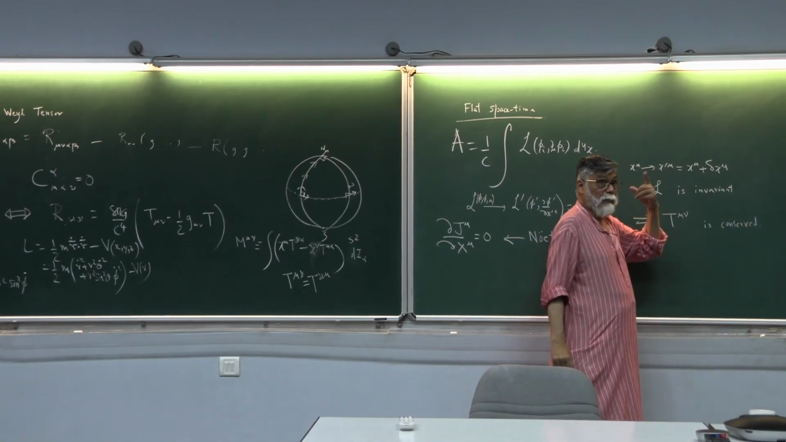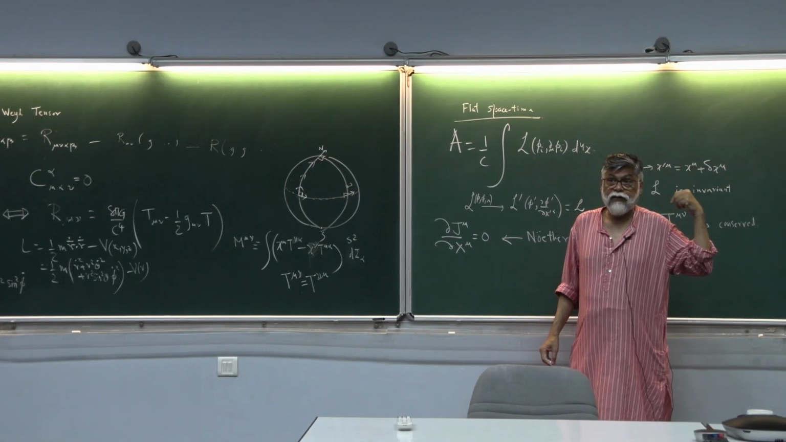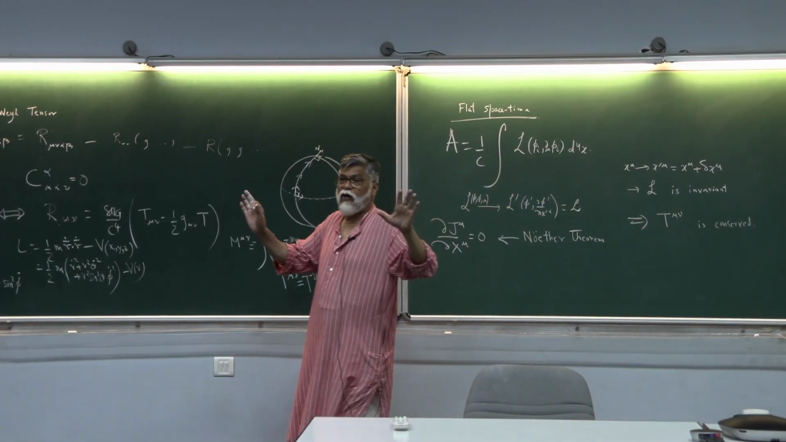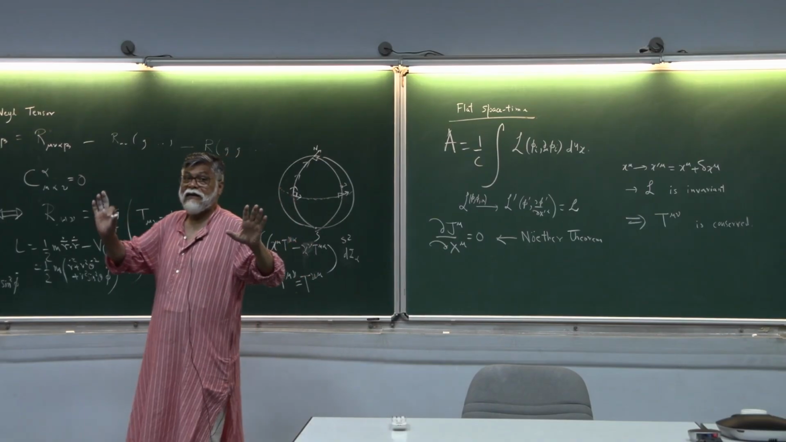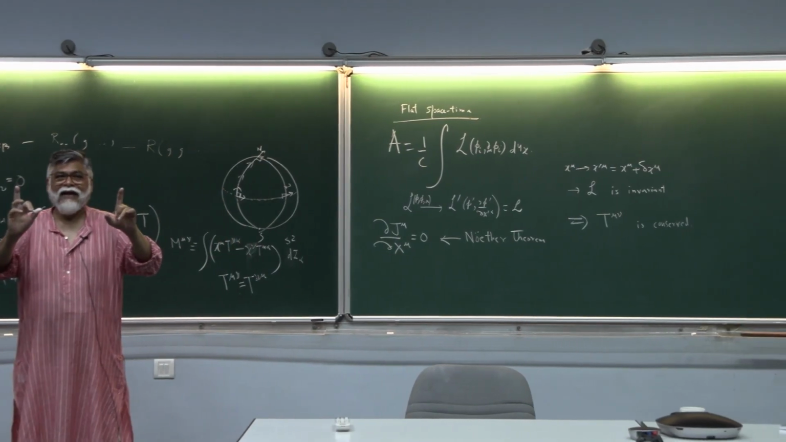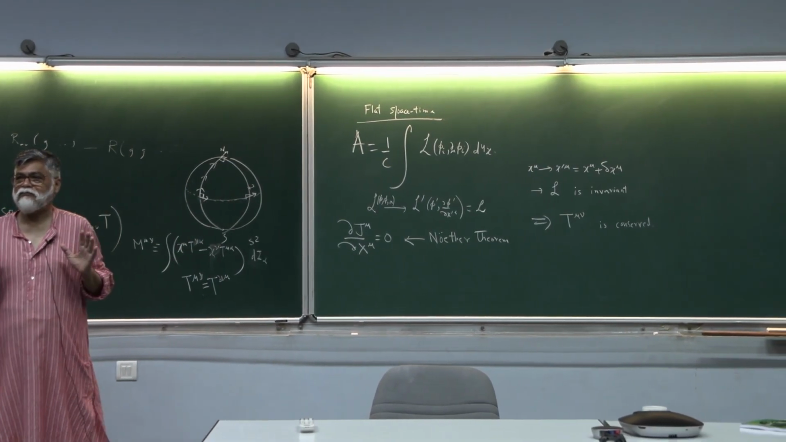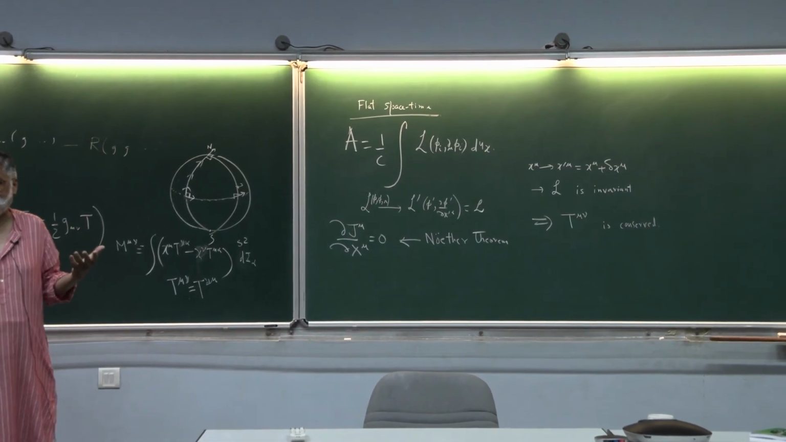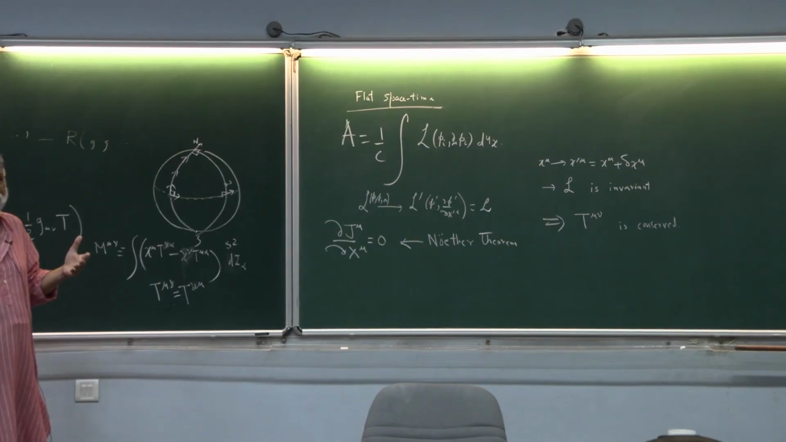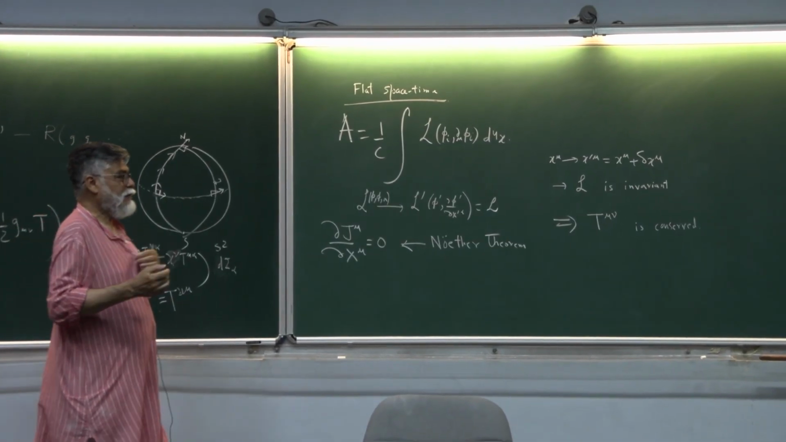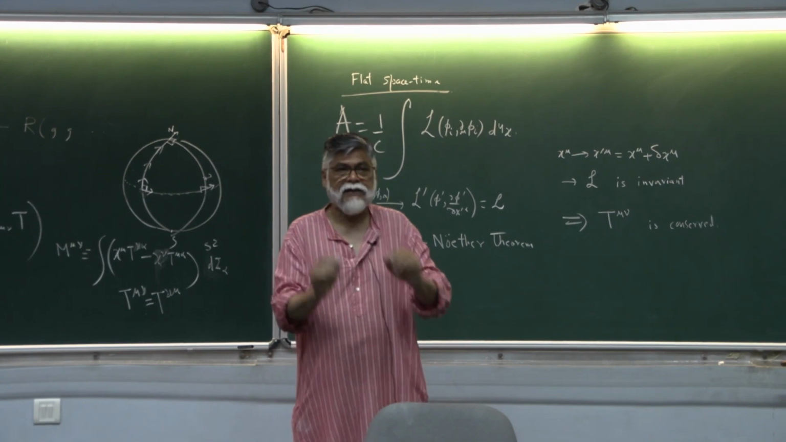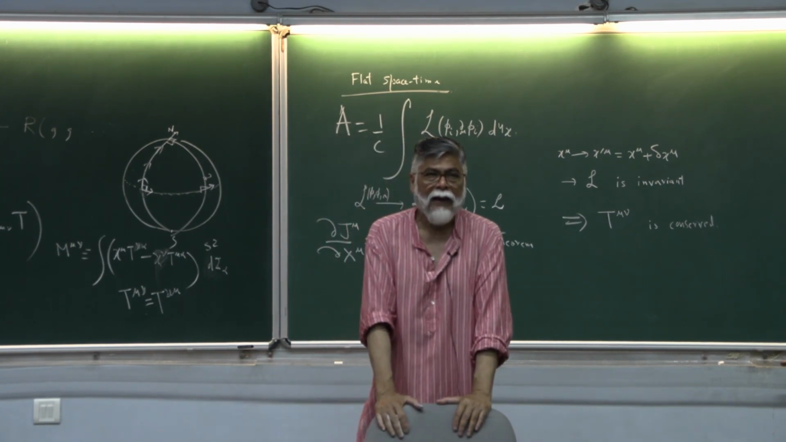But if you apply the Noether way of deriving T mu nu, you will find that it doesn't give you a symmetric T mu nu. You can give various instances. I will not give the instances because that will take away time. But you must do it because there is something very mysterious about what I am going to say.